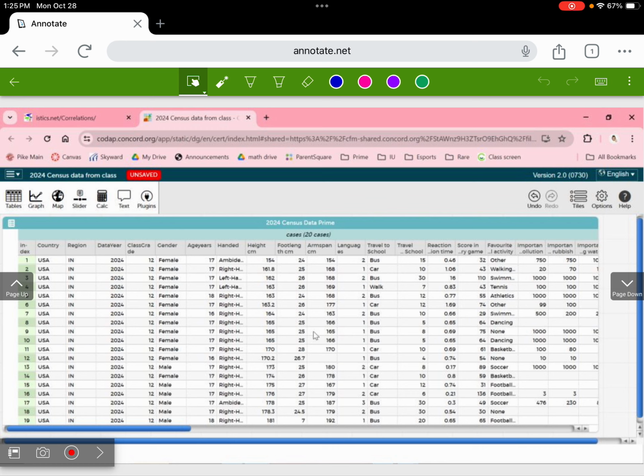So this is our data from the survey. All I did was clean it up and get rid of those units and things. So we wanted to create a graph that was arm span versus height.